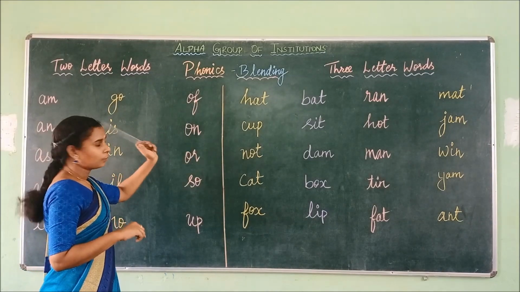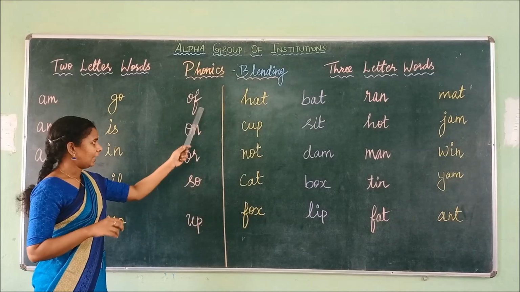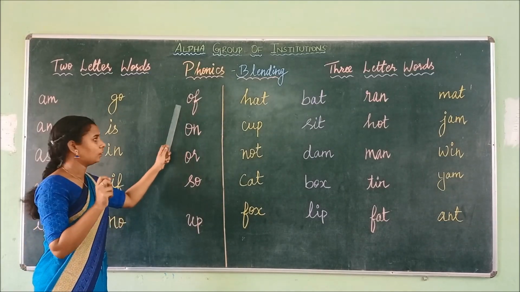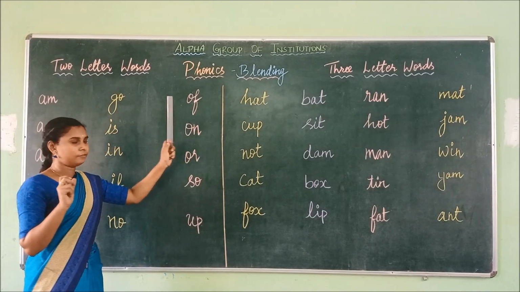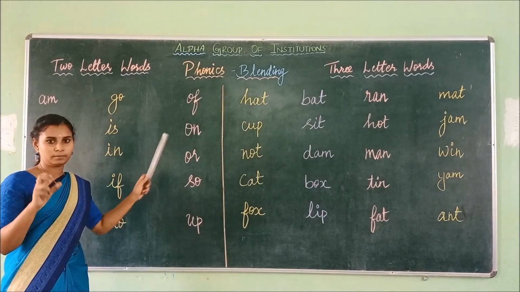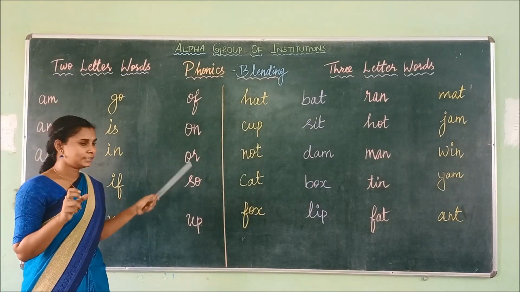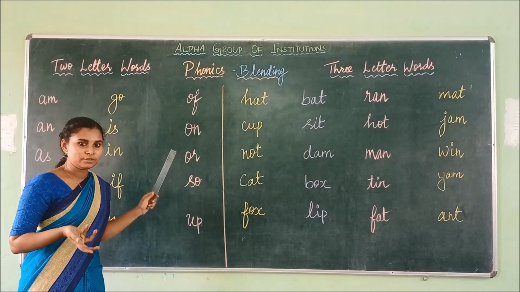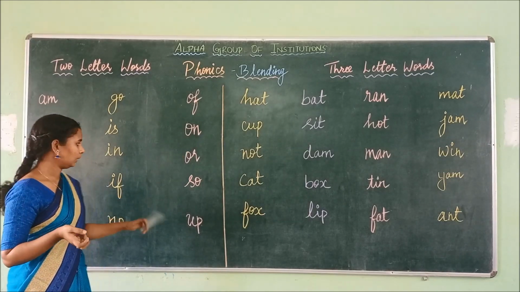Next. What is this? Sound of O. So, O and F. O sounds O. How do you pronounce it? Of. And here, O sounds O and N sounds N. So, totally, how should we pronounce it? On. Okay.